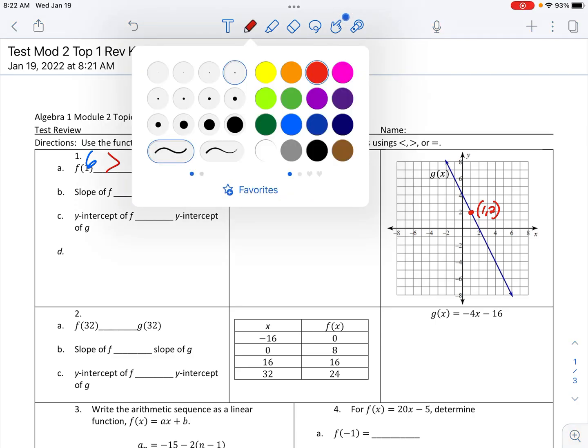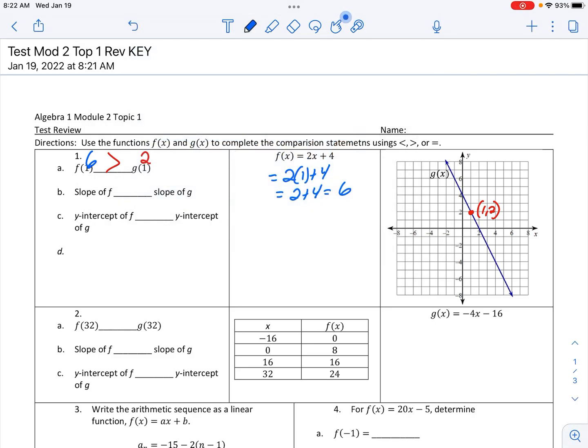For the slope of the function that is an equation, the slope is again the number right in front of x, which is 2. For the slope of the other one, it is negative. Negative something I don't know, nor do I really care. If I know it's negative, a positive is greater than a negative.